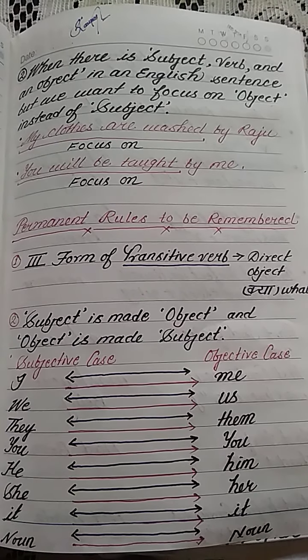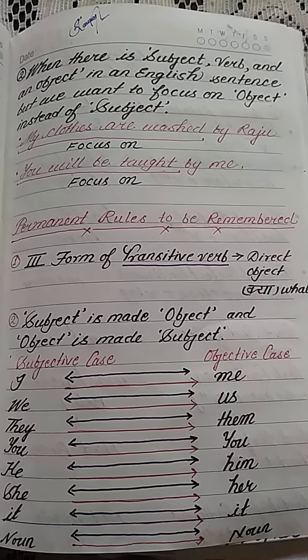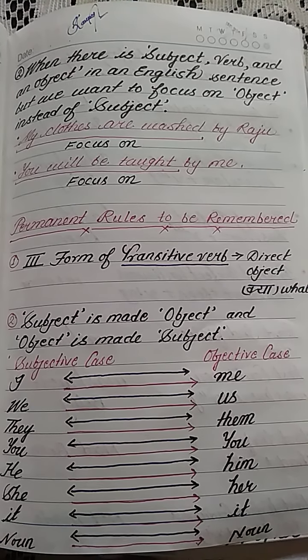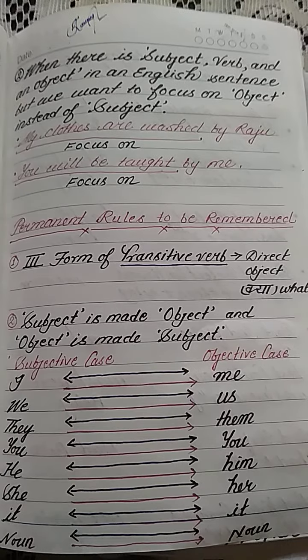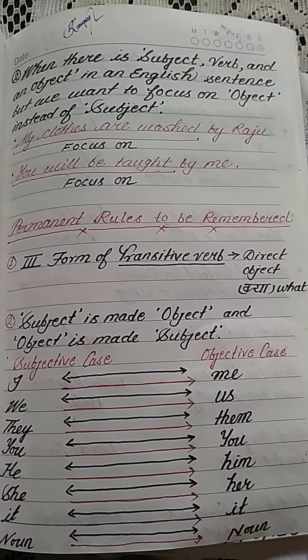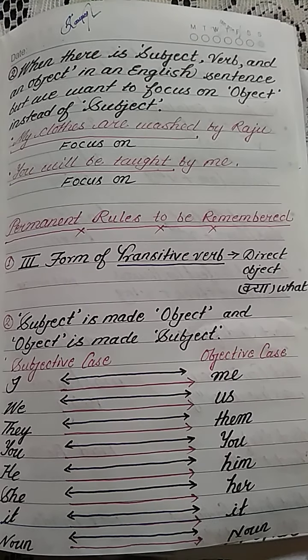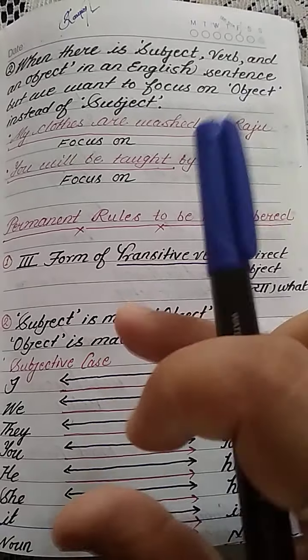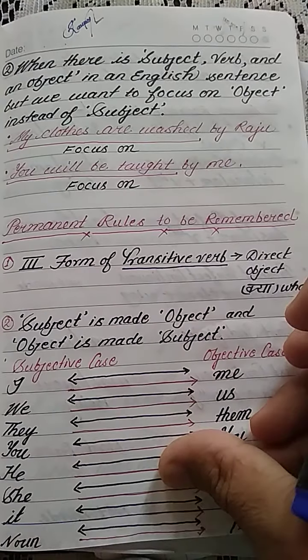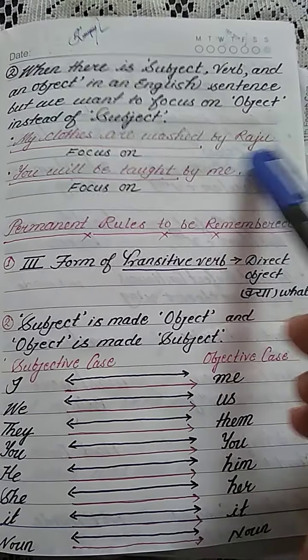And just because of the object being active, here it is called passive voice, because here we are not going to talk about or highlight the subject, we are going to highlight the object. This is why it is called passive voice. For example, my clothes are washed by Raju.